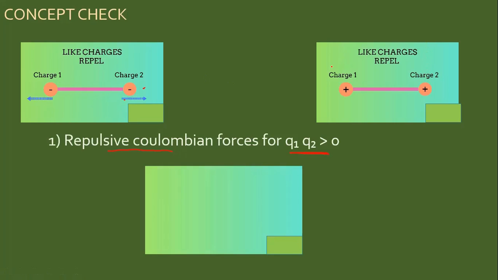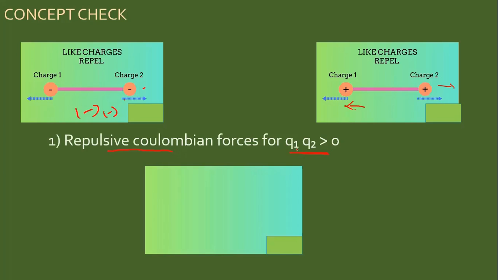Similarly, we have another pair of like charges, that is two positive charges. So repulsive Coulombian forces will always point opposite to each other. The product Q1 Q2 will always be greater than 0. If we have two negative charges, negative into negative becomes positive, that is, greater than 0. And if we have two positive charges, the product of positive charges is also greater than 0.